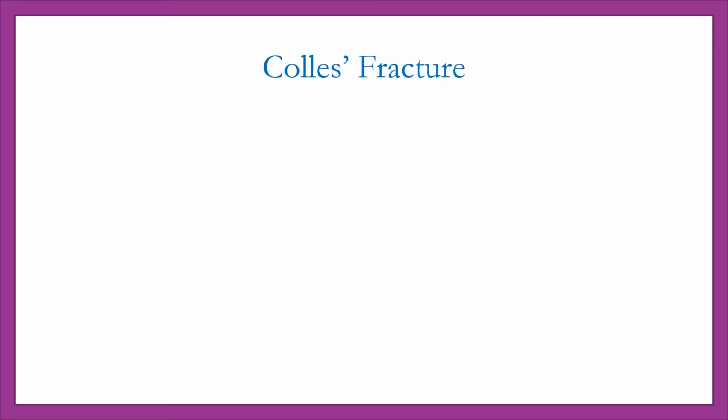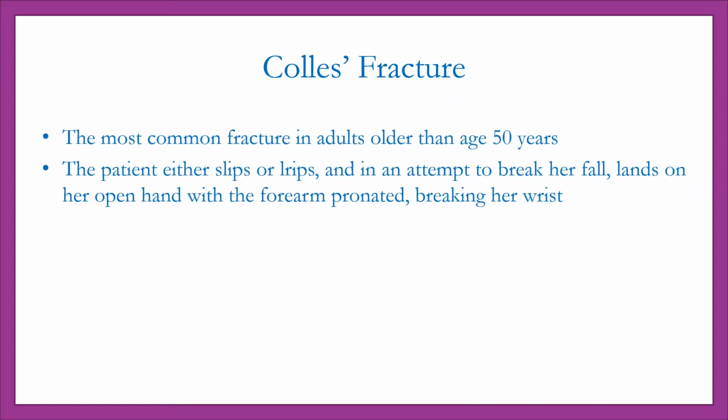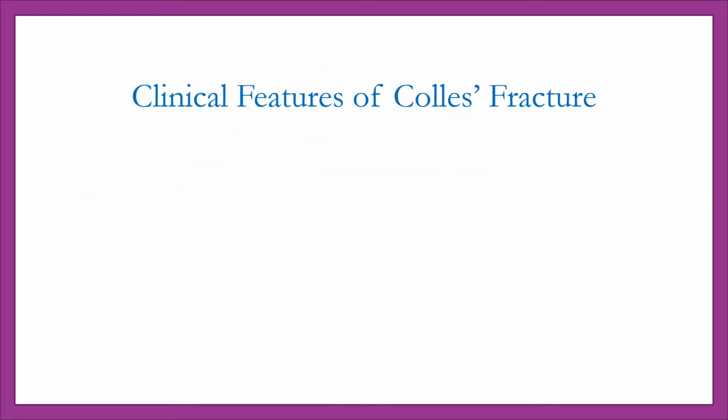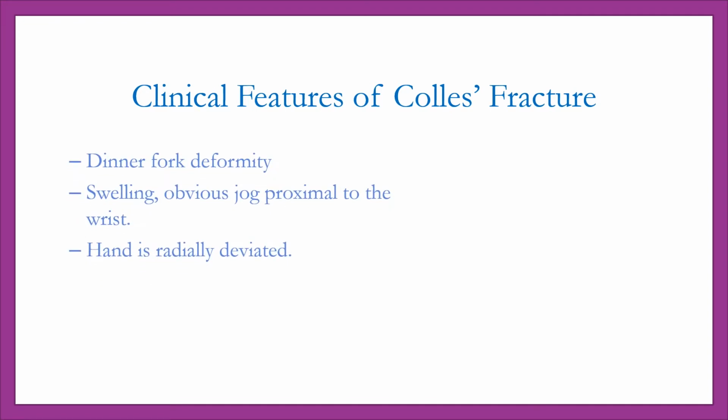Colles fracture, the most common fracture in adults older than age 50 years. The patient either slips or trips and, in an attempt to break her fall, lands on her open arm with the forearm pronated, breaking her wrist. Clinical features of Colles fracture: dinner fork deformity, swelling, obvious joint proximal to the wrist, hand is radially deviated.